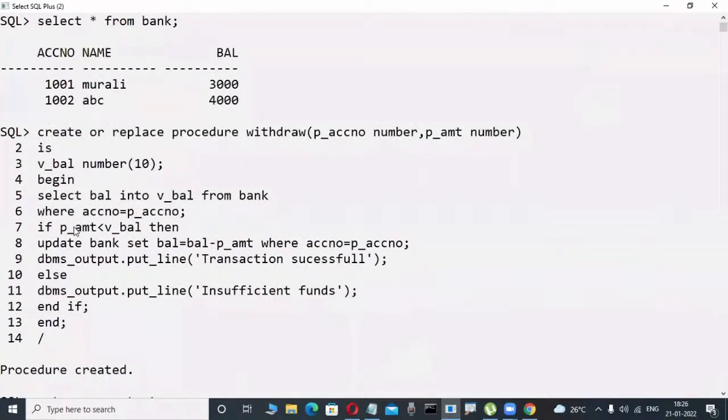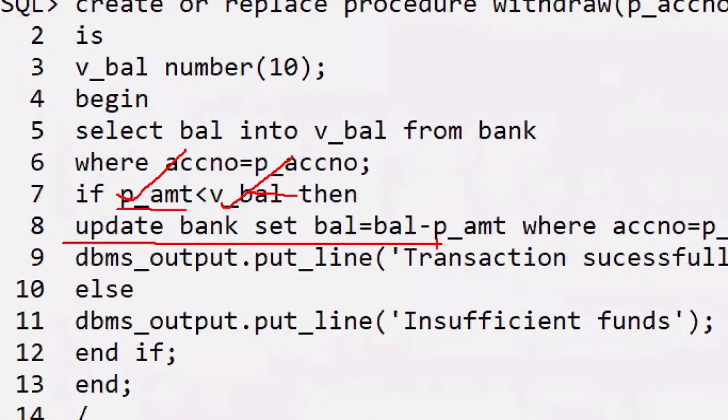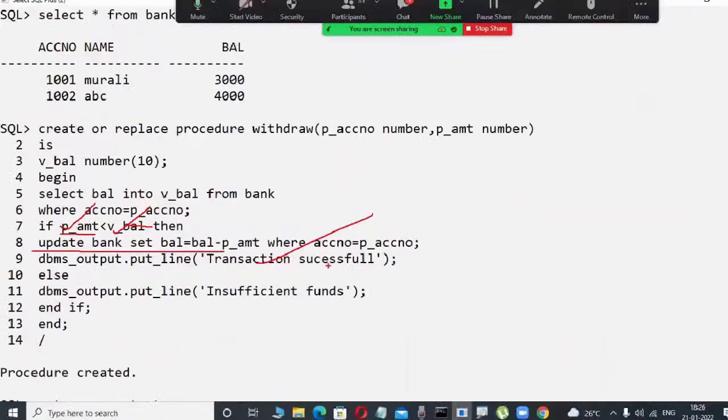So now whenever the amount you pass, 2,000, is less than the available balance, in this case 3,000. Here, this 2,000 is less than 3,000. I am updating only the bank table. Bank updating is modifying that one. The transaction is successful. Now, really correct.